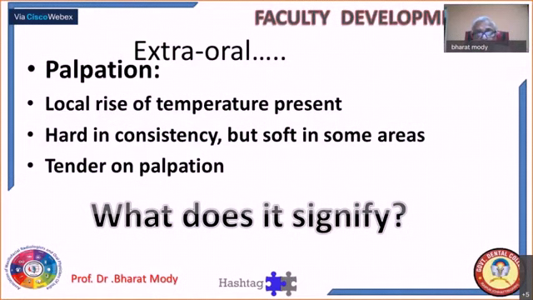Local rise in temperature is present. Hardness is present at the periphery. In the center, there is some amount of softness. Palpation: now, what does that signify? You know that it signifies that there is some amount of perforation of the bone taking place. The cyst has come out into the soft tissue.